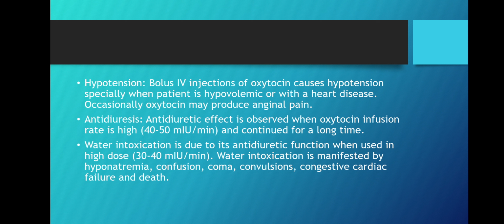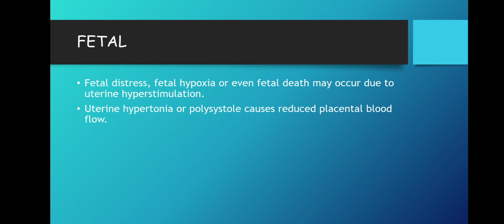Then water intoxication is due to its antidiuretic function when used in high doses, which is 30 to 40 milli-international units per minute. And water intoxication is manifested by hyponatremia, confusion, coma, convulsions, congestive cardiac failure, and death. Then fetal complications include fetal distress, fetal hypoxia, or even fetal death may occur due to uterine hyperstimulation. Then you need to know that uterine hypotonia or polysystole causes reduced placental blood flow.